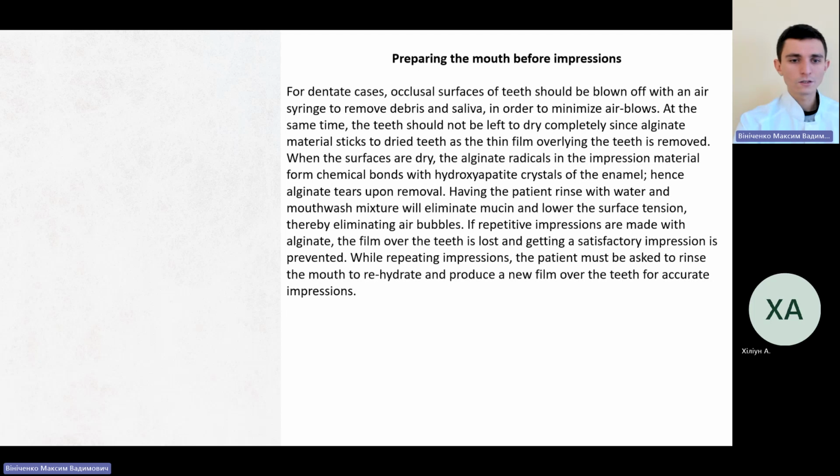Having the patient rinse with a water and mouthwash mixture will eliminate mucin and lower the surface tension, thereby eliminating air bubbles. If repetitive impressions are made with the alginate, the film over the teeth is lost and getting a satisfactory impression is prevented. While repeating impressions, the patient must be asked to rinse the mouth to rehydrate and produce a new film over the teeth for accurate impressions.